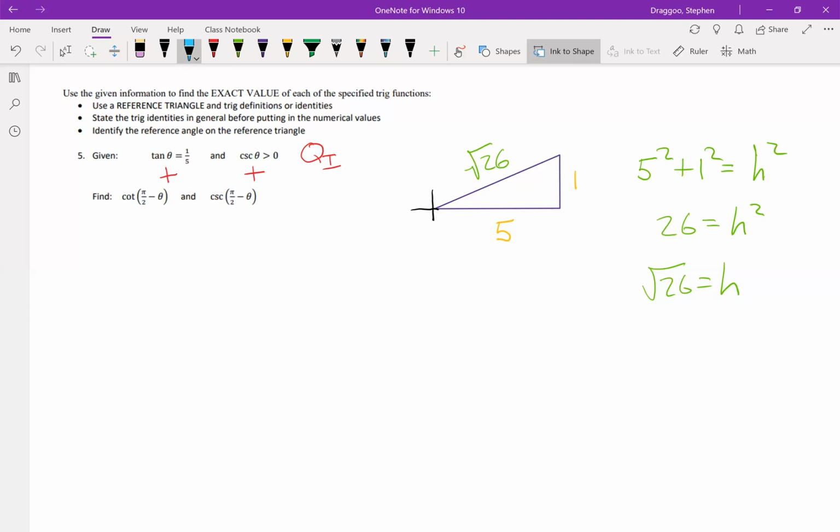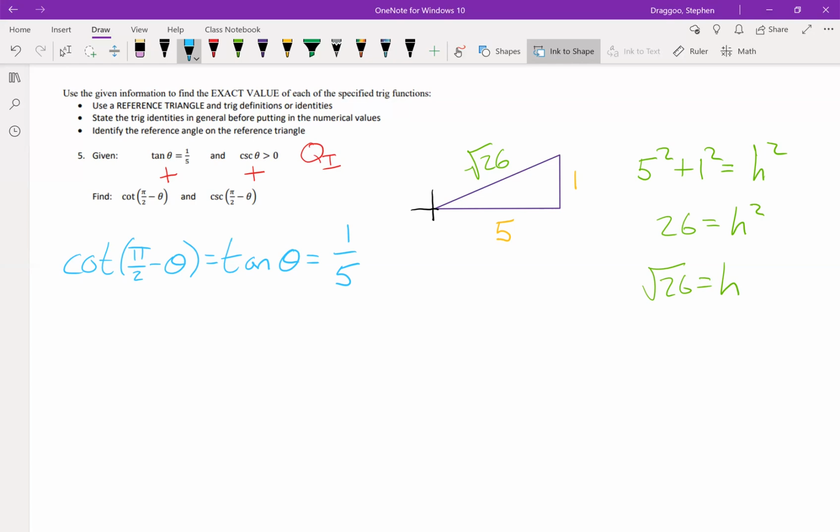Using that information, I want to solve for the cotangent of pi over 2 minus theta and the cosecant of pi over 2 minus theta. So cotangent of pi over 2 minus theta, I can use one of my identities to change that to tangent of theta. Now I can solve that based on the triangle. If I go to my opposite over my adjacent side, I get 1 over 5. Also, tangent theta was the given information. So we didn't even need the reference triangle for this piece.